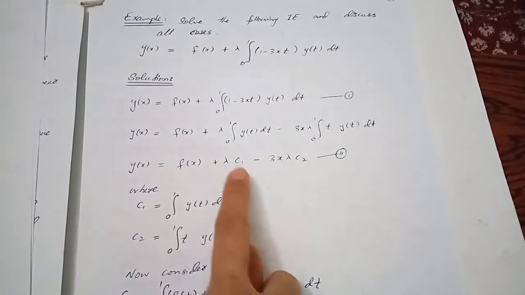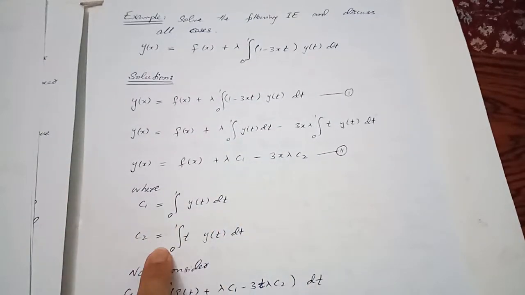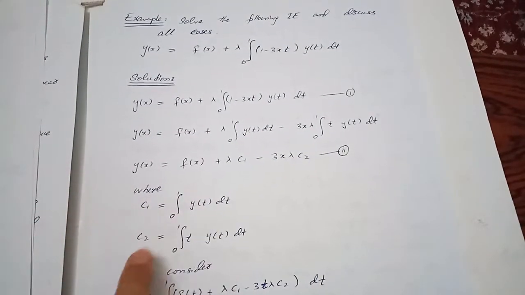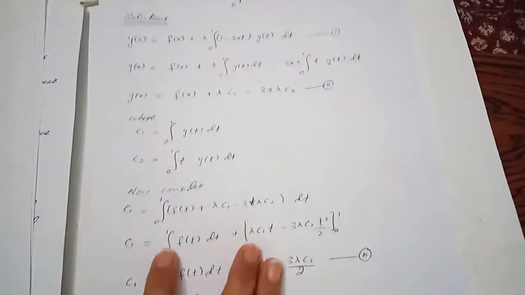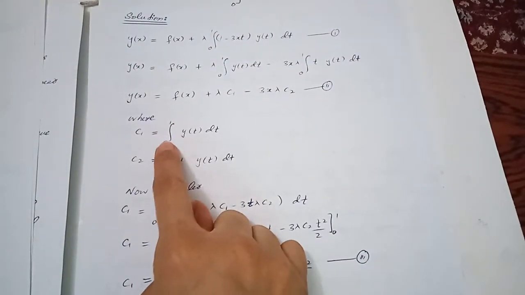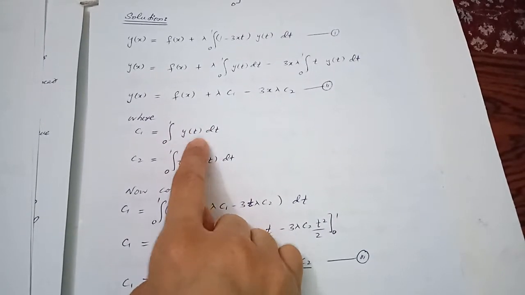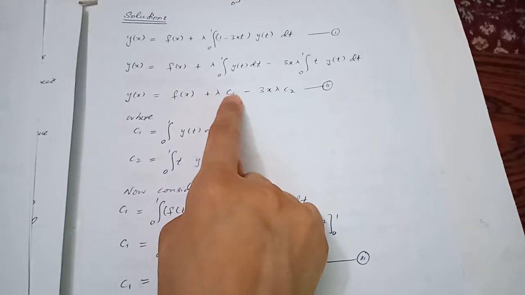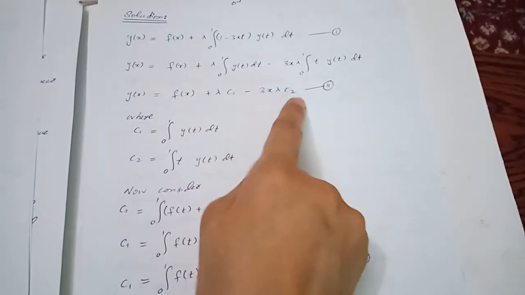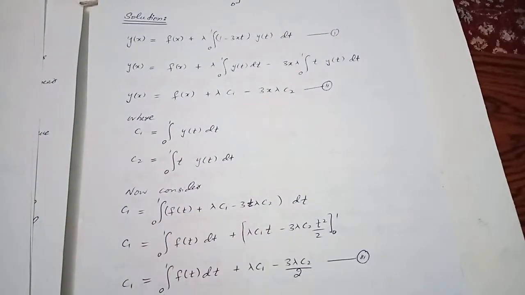After this, just write the c1 separately and c2 separately so we may know what is our c1 and what is the c2. Now consider the c1. Write c1 equals integration from 0 to 1 y of t dt. Now we need the value of y of t here. So y of t will be f of t plus lambda c1 minus 3t lambda c2. I just plugged in the value here.